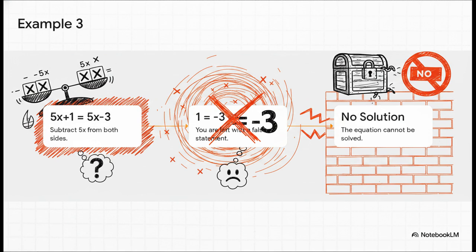But wait, 5x minus 5x is 0 on both sides. The variables completely disappear. We're left with step 2, which states 1 equals negative 3. Now ask yourself, does 1 equal negative 3? Absolutely not. So the crucial takeaway here is that when you get a false mathematical statement like this, it means there is no solution. No matter what number you plug in for x, this equation will never, ever be true.